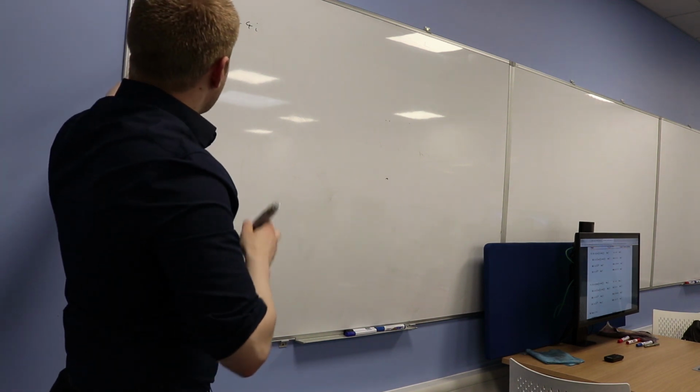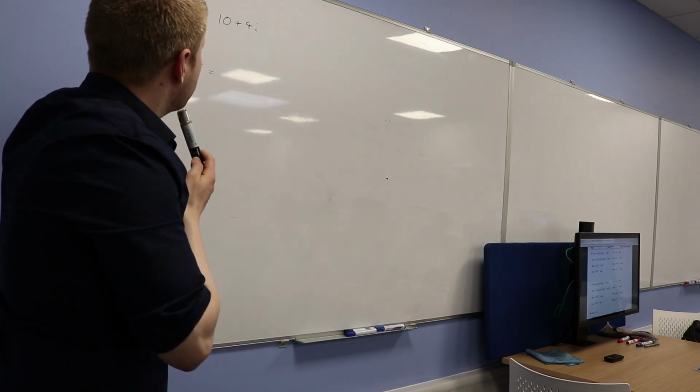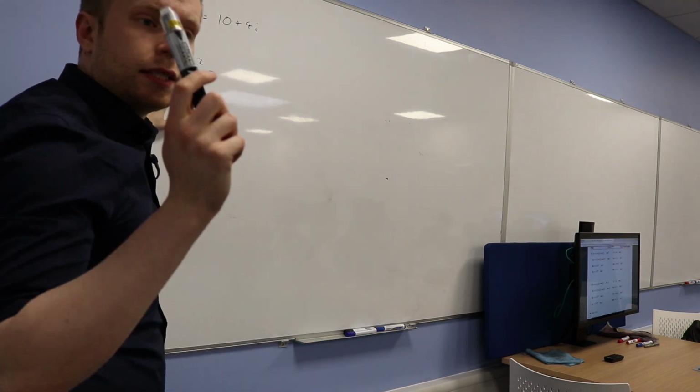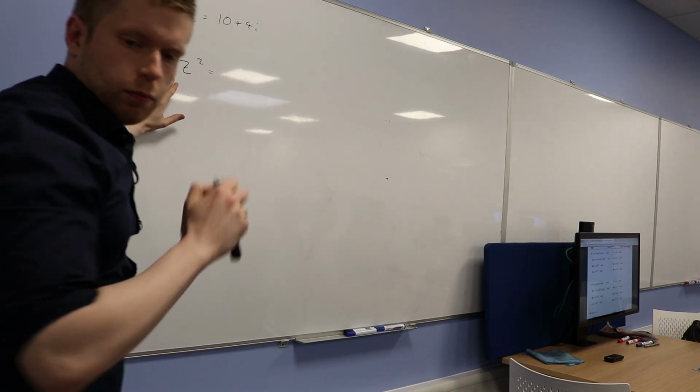So let's go through this one then. You've got z is equal to 10 plus 4i, and you've been asked to calculate z squared. Can you remember how to do this? Any ideas?